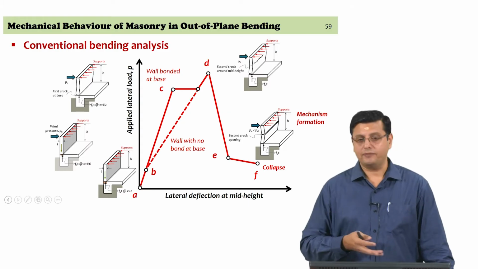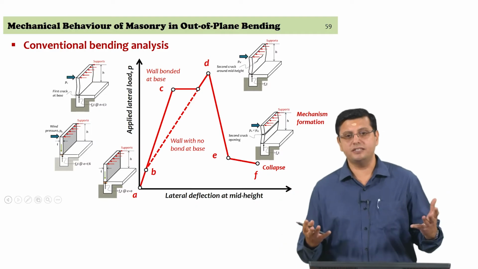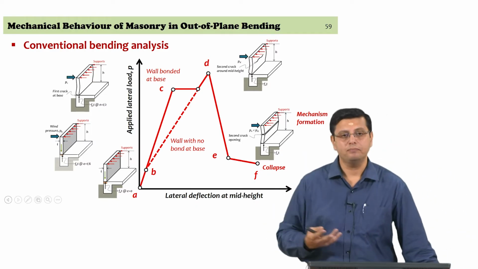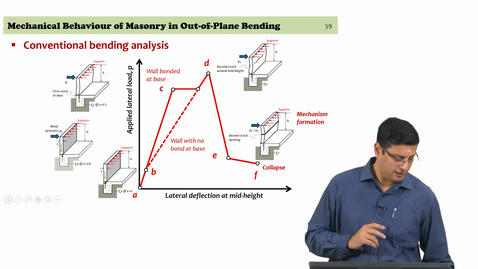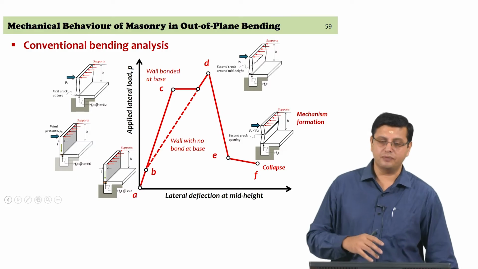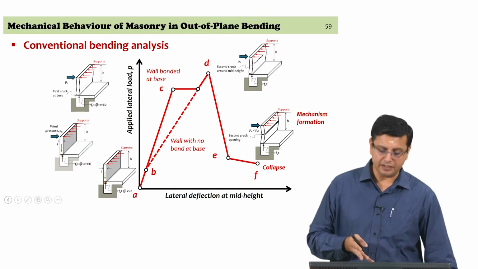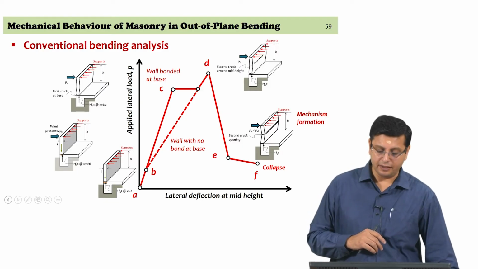In the first case, you have some reserve capacity because of the base fixity. So, the overall energy that it can dissipate is definitely higher than in a situation where you are assuming hinged at the top and the bottom. So, this is the possible difference that we can assume and examine in the conventional bending analysis with linear elastic distribution of stresses in compression.